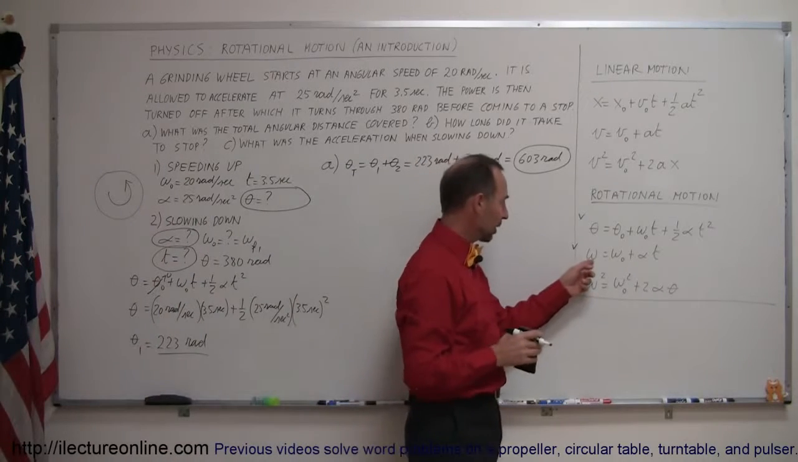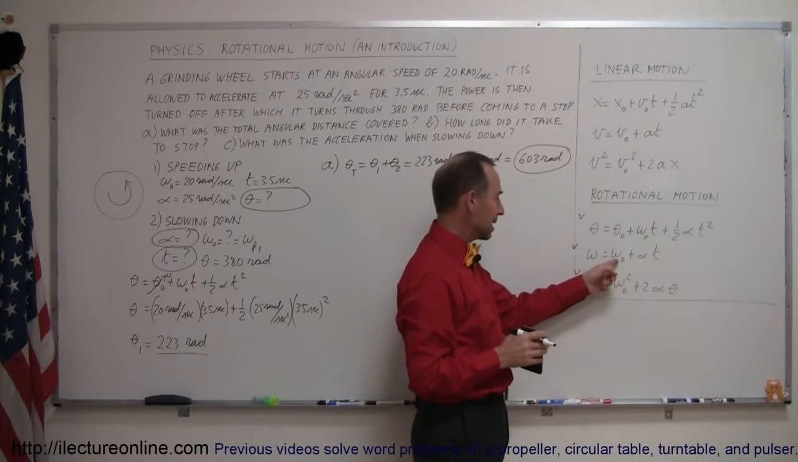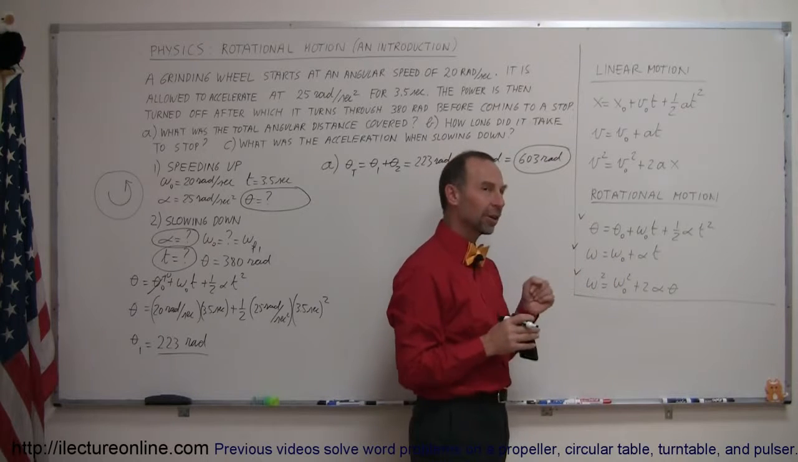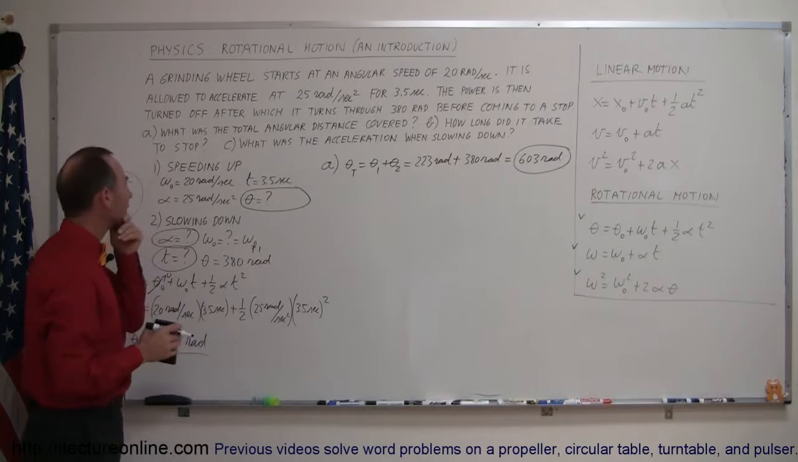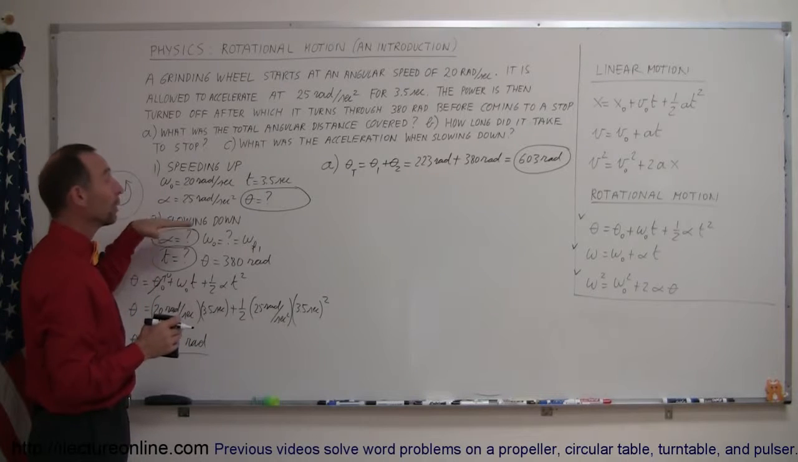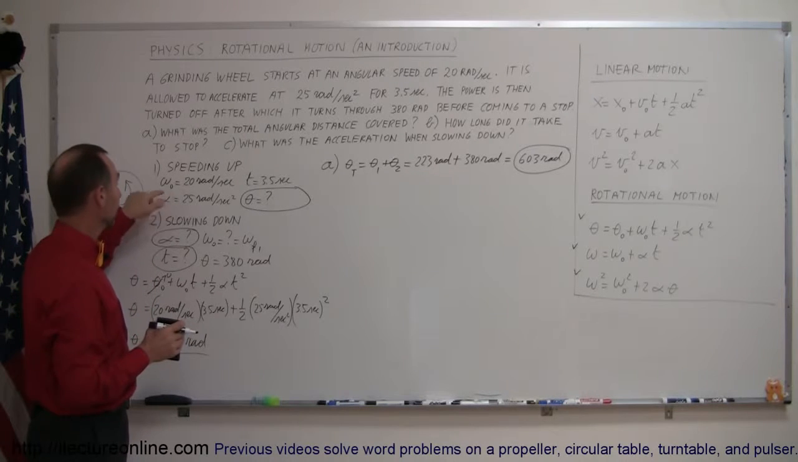If I look at this equation right here, the initial omega for the second part of the problem was the final omega from the first part of the problem. And do we know that? We don't, but we could figure that out because we can use what we have here to figure that out.